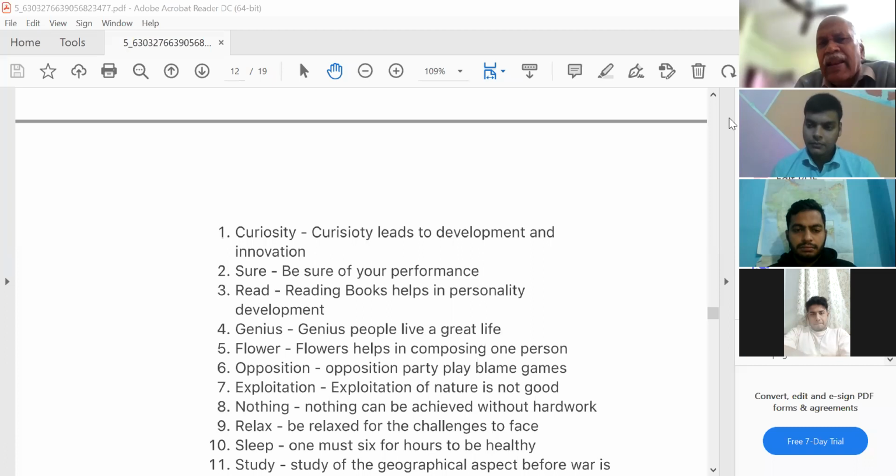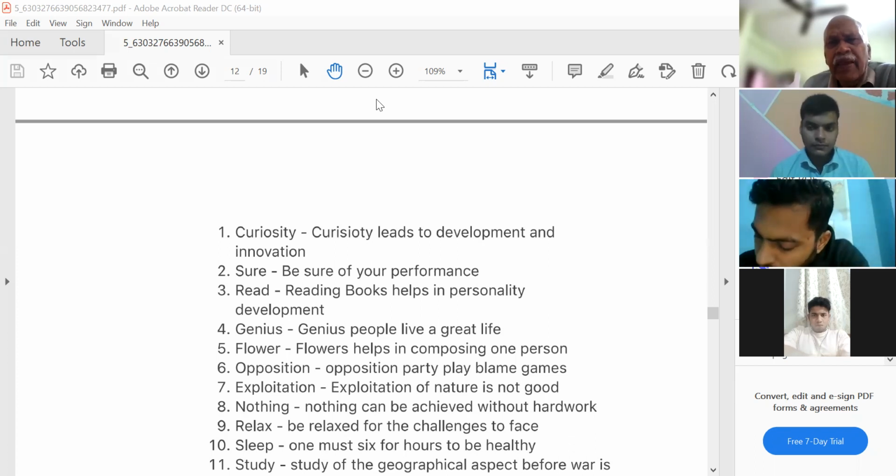Okay. Now, let's see the first word. Read it quickly. Curiosity leads to development and innovation. Curiosity leads to development. Very good word. It's an observational type sentence and nothing wrong with it. Okay. Next. Be sure of your performance. What is a command? You are never sure of your performance, Aryan. So now when I look at it here, you are never sure of your performance. That is a result now. So this is a wrong sentence.